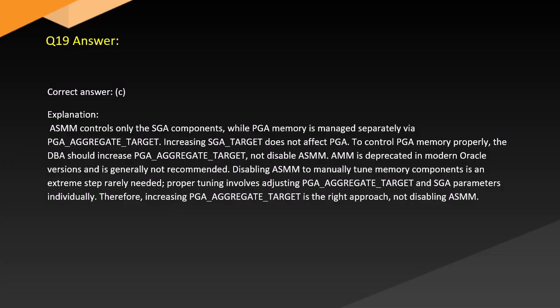Answer. Correct answer: C. Explanation. ASMM controls only the SGA components, while PGA memory is managed separately, i.e. PGA aggregate target. Increasing SGA target does not affect PGA. To control PGA memory properly, the DBA should increase PGA aggregate target, not disable ASMM. AMM is deprecated in modern Oracle versions and is generally not recommended. Disabling ASMM to manually tune memory components is an extreme step rarely needed. Proper tuning involves adjusting PGA aggregate target and SGA parameters individually. Therefore, increasing PGA aggregate target is the right approach, not disabling ASMM.